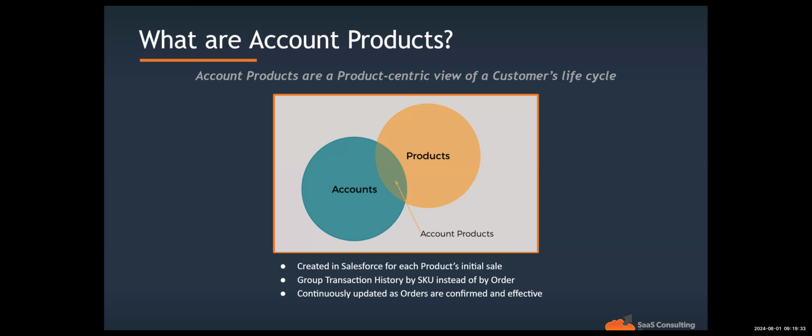And from that view, we're able to view all of the transaction history by that SKU instead of by orders. You're able to see a trend in what that customer owns at an active point in time. So what do they currently own as far as active ARR for the business and quantity, and there are other metrics too. And these are continually updated. As that product gets amended, quantities get changed, or they renew over time, all of this stays up to date.